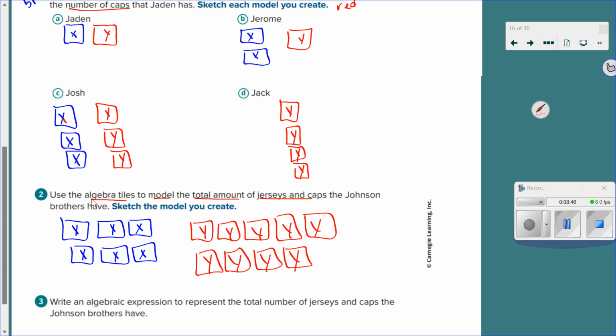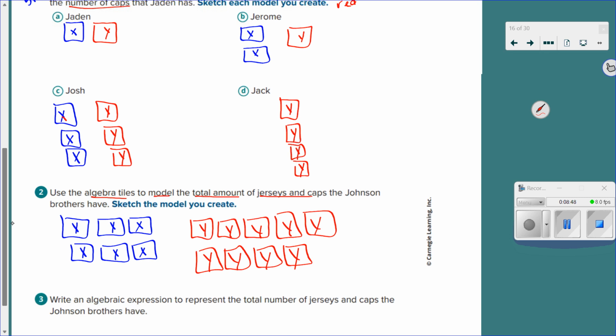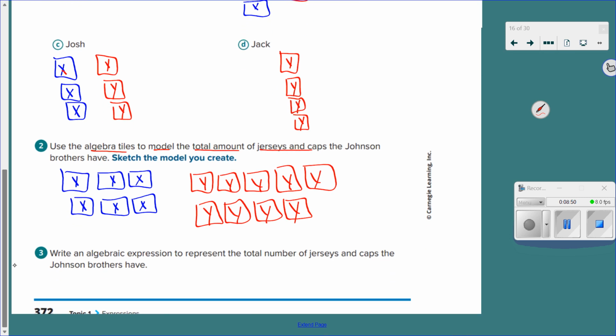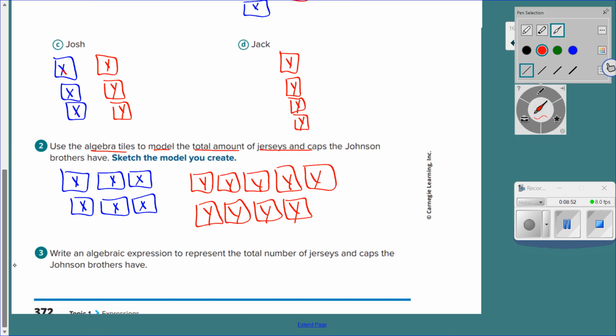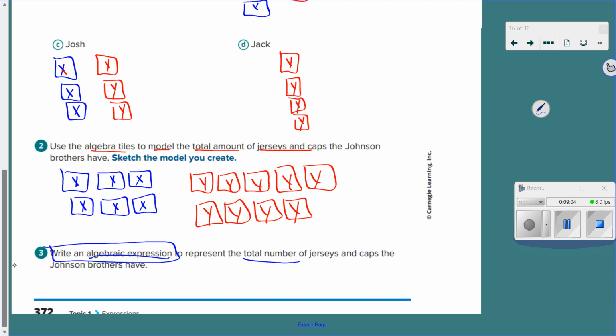Okay. So now that we've done all of that, can we put it all together and write an algebraic expression to represent the total number of jerseys and caps? Now I'm going off this last model. How would I write that as an algebraic expression? David? Put 8 Y's and then the ratio sign and then 9.